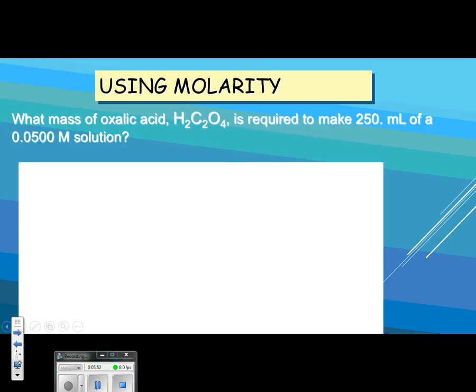What is the mass of oxalic acid required to make 250 milliliters of 0.05 molar solution? So I'm going to work a little bit backwards. I'm going to take my molarity is equal to moles divided by volume, and I'm going to times molarity times the volume to get moles. And then for moles, I can get grams. Okay, so I can rearrange that equation.